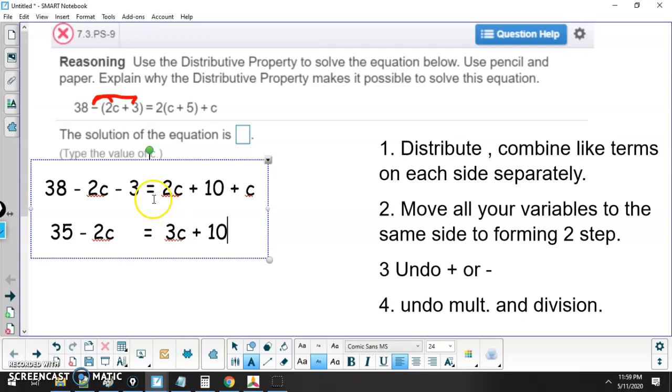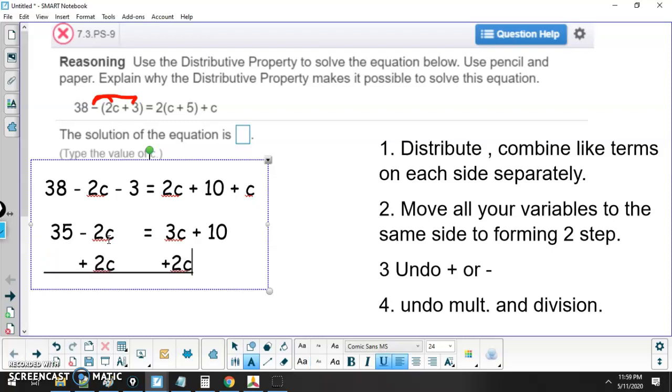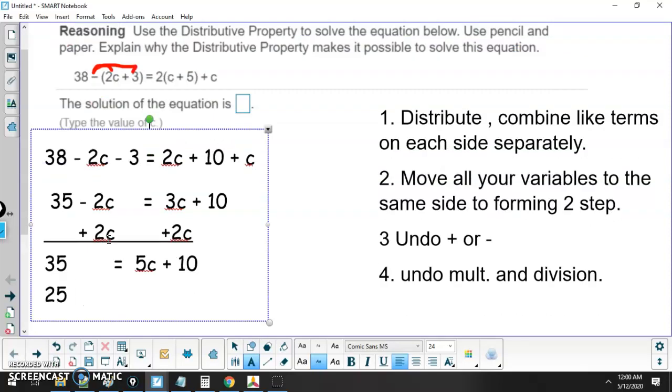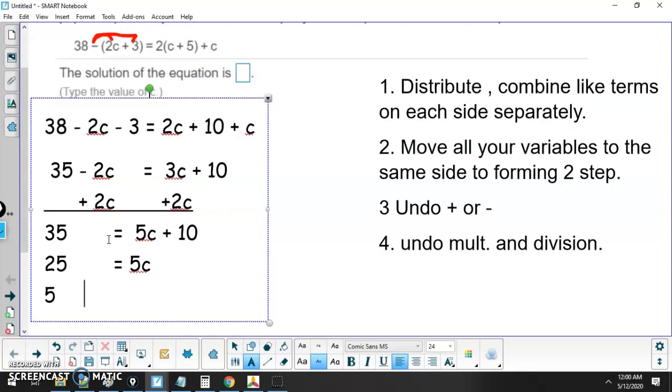All right, after that, you're going to move your variables from one side to the other. So you could either subtract 3c, but if you do that, you get a negative. So I'm going to add 2c on each side instead. All right, so now we're on to the two-step steps here. So we have 35 equals 5c plus 10. Subtract 10, you get 25 equals 5c. Subtract 10 from both sides, I should have said, but okay. And then you divide both sides by 5, so you have 5 equals c.